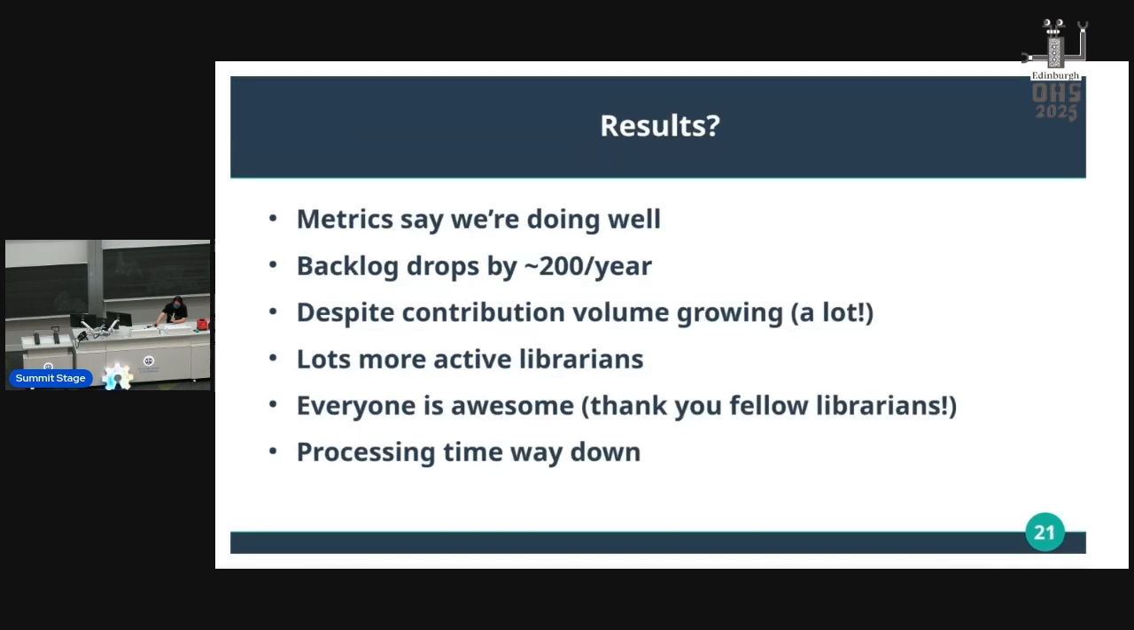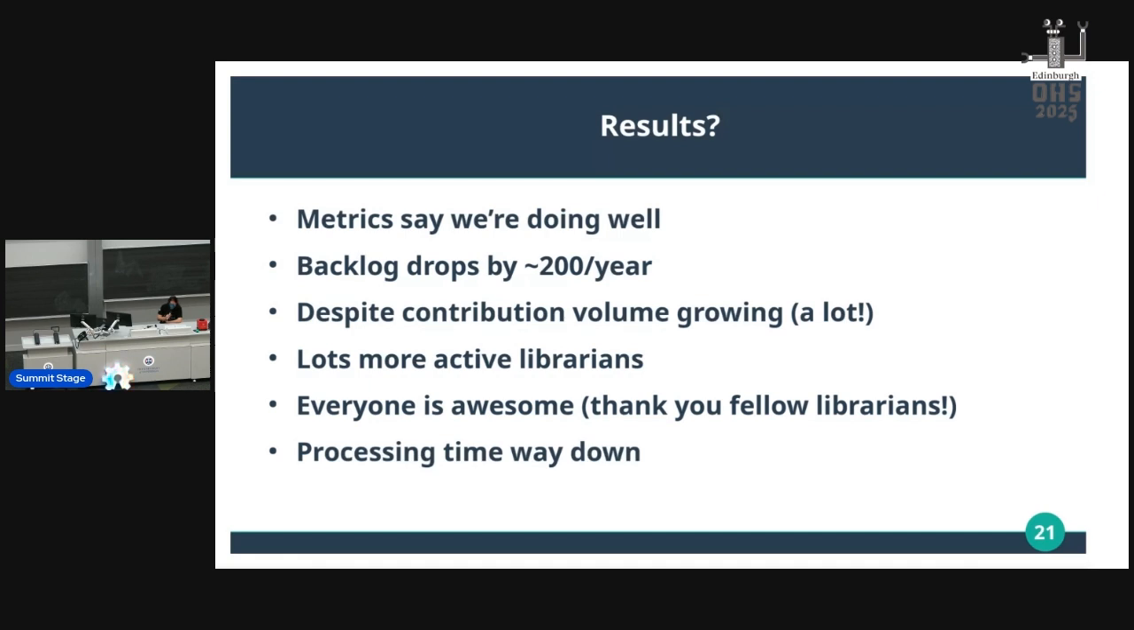So has it helped? Metrics say yes. We've not had any backlog increase in the past few years. Our backlog drops by about 200 contributions per year. And this is happening despite the contribution volume increasing significantly every year. So between KiCad version 8 and 9, we processed over 2,200 contributions, which is more than twice the size of our remaining backlog.